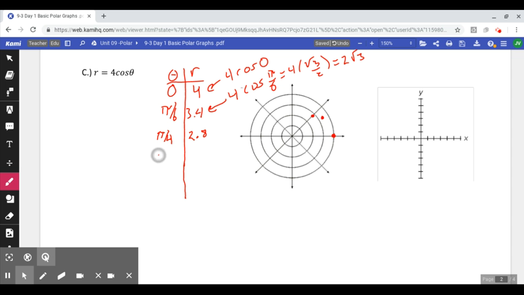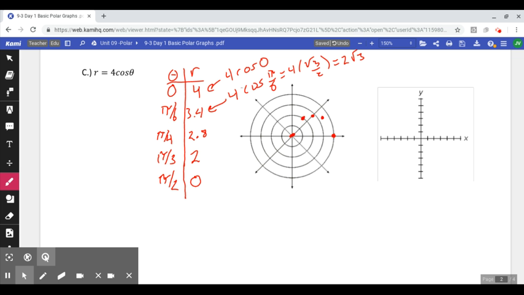Continuing on, I've got pi over 3. Now the cosine of pi over 3 is 1/2, and 1/2 times 4 happens to be 2. So at pi over 3, my radius is 2. And then we can work with maybe pi over 2 here for this one. The cosine of pi over 2 happens to be 0. And so 0 times 4 is 0 as well. So our radius is 0 for that one.